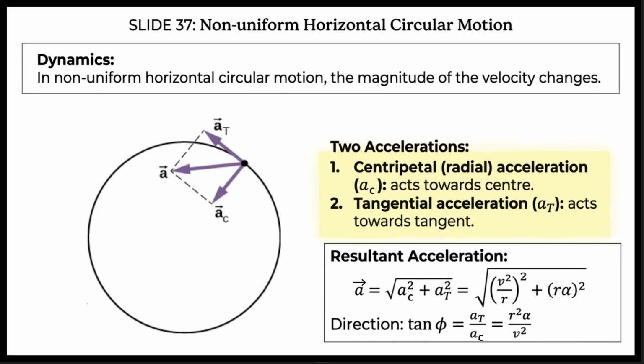First, the centripetal or radial acceleration, AC, acts toward the center, while second, the tangential acceleration, AT, acts along the tangent to the path. For the combined effect, we calculate the resultant acceleration. This total acceleration, A, is the vector sum, calculated as the square root of the quantity v squared over r, all squared, plus the quantity r times angular acceleration alpha, all squared. Finally, the direction of this resultant is given by the tangent of angle phi, which equals tangential acceleration divided by centripetal acceleration, or r squared times alpha divided by v squared.